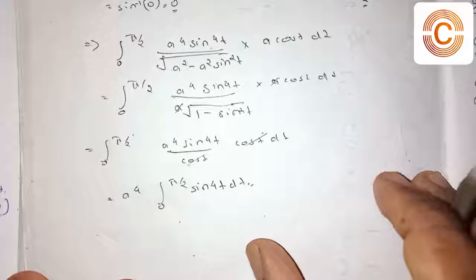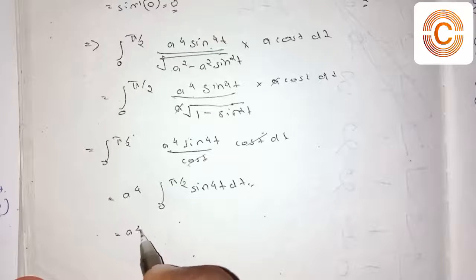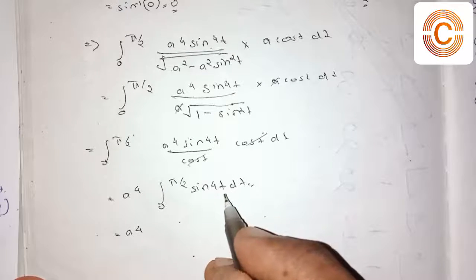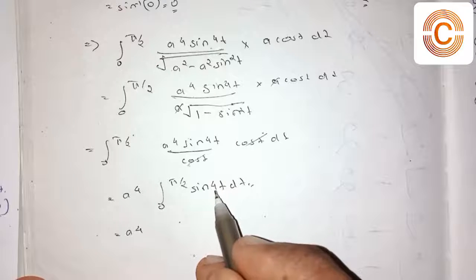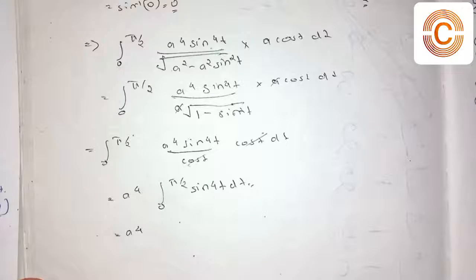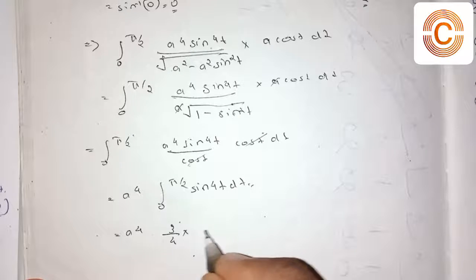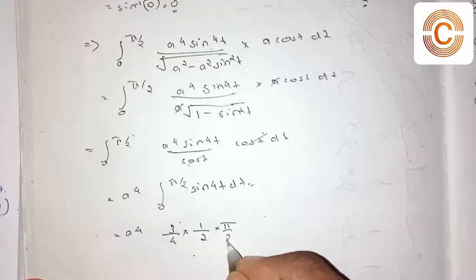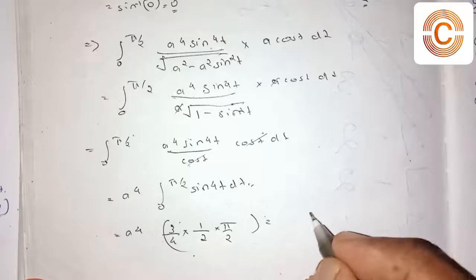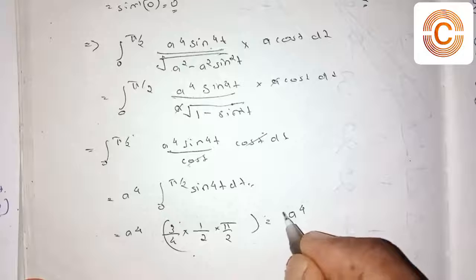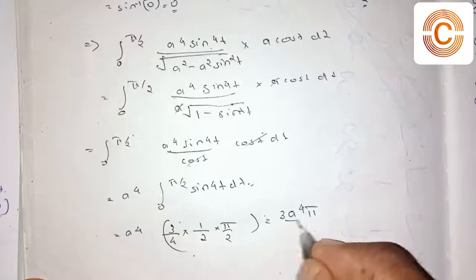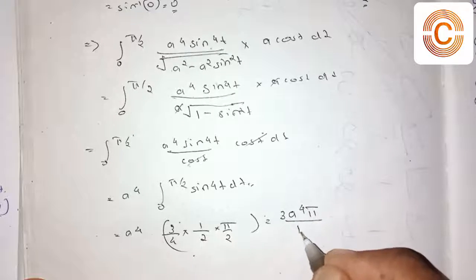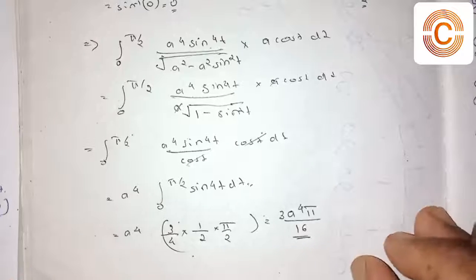When solving this, by using our formula, we get a raised to 4 into, since 4 is the power here and it is an even number, 3 divided by 4 into 1 divided by 2 into pi by 2. So finally we get the answer as 3 a raised to 4 pi divided by 16. So this is the final solution here.